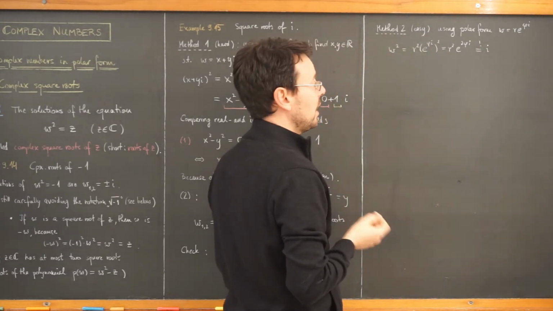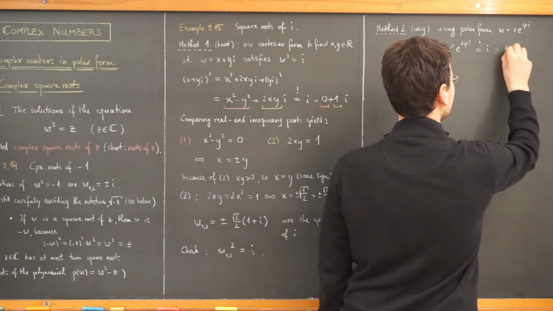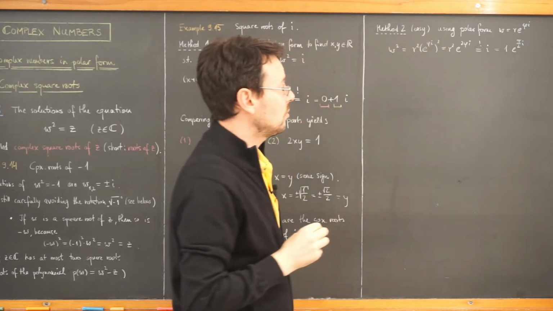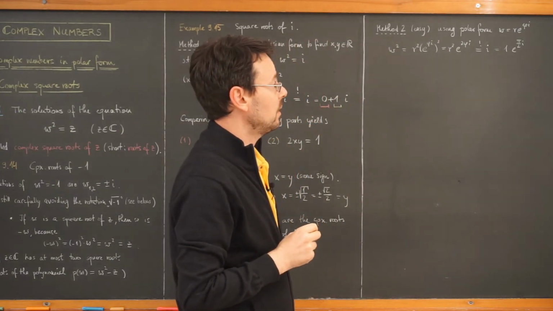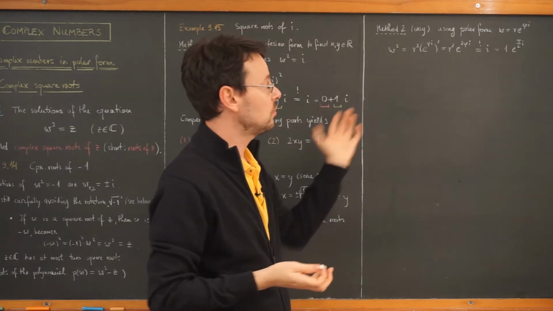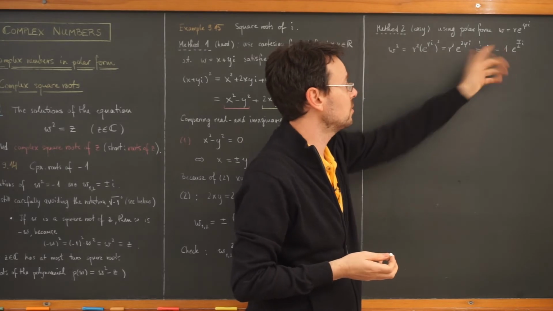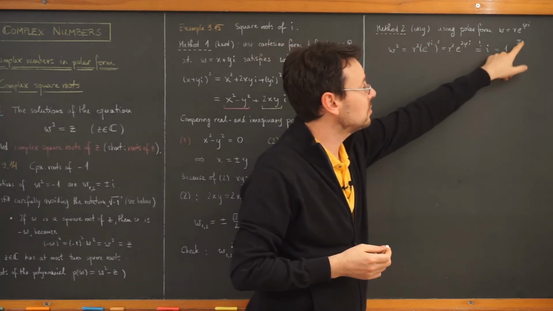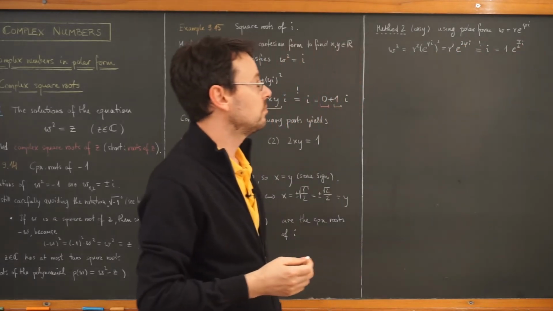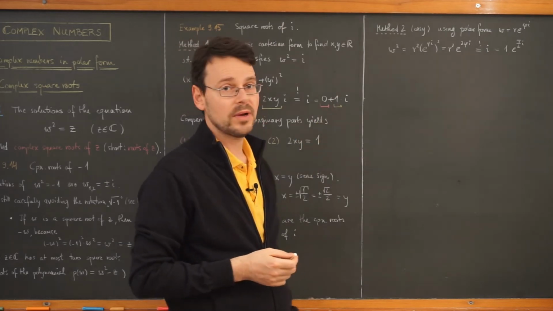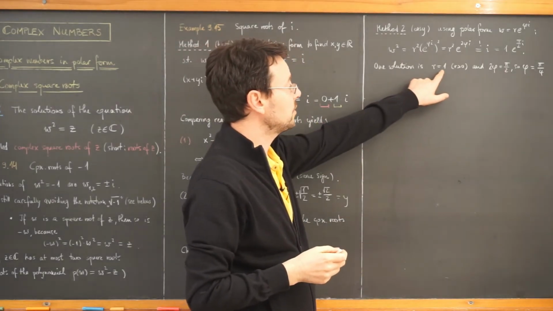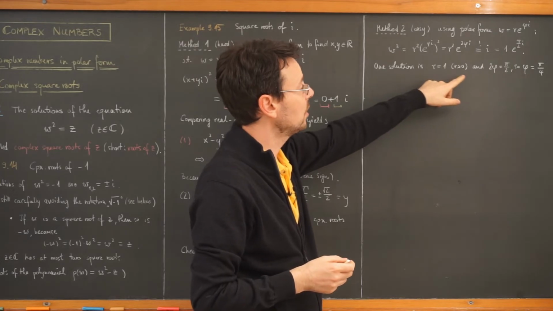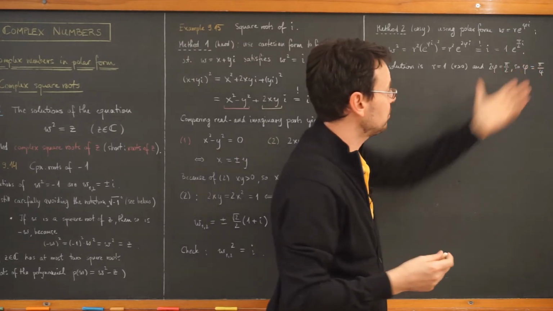And I want this to be i. And i is 1 times e to the pi over 2 times i. And now just by looking at it, I can at least see one solution, because r squared must be 1. So r, of course, is 1. r can't be negative. And 2 phi must be equal to pi over 2. That's very easy to solve for phi, right? So one solution is given by r is equal to 1. Minus 1 is out of the question because r must be positive. And 2 phi is that, so phi is pi over 4.